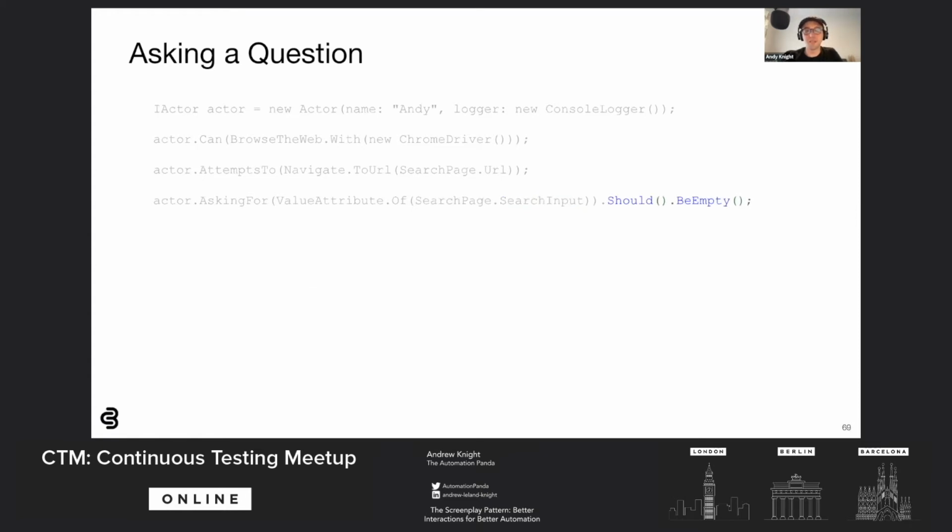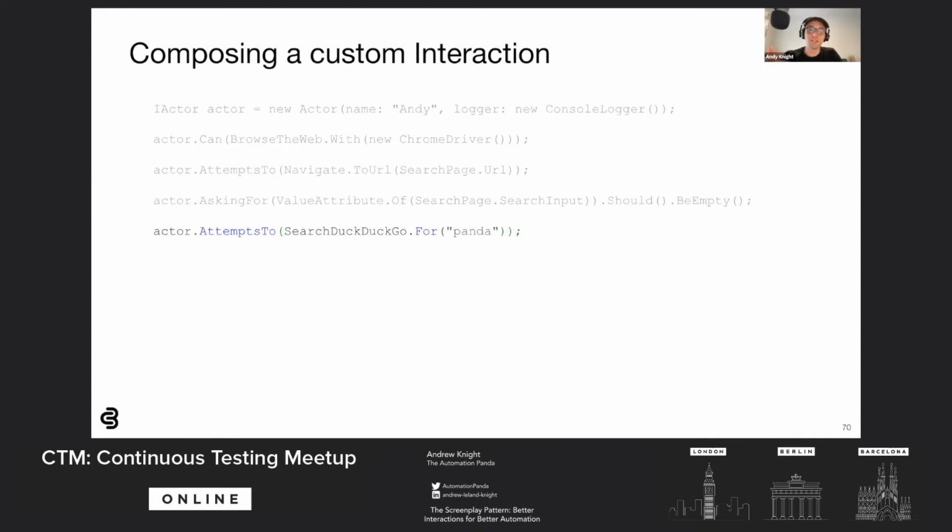Finally, once the value is obtained, the test must make an assertion on it. ShouldBeEmpty is a fluent assertion that verifies that the search input field is empty when the page is first loaded. Cool beans. The test case's next step is to enter a search phrase. Doing this requires two interactions: typing the phrase into the search input and clicking the search button. However, since searching is such a common operation, we can create a custom interaction for search by composing those two lower level interactions.